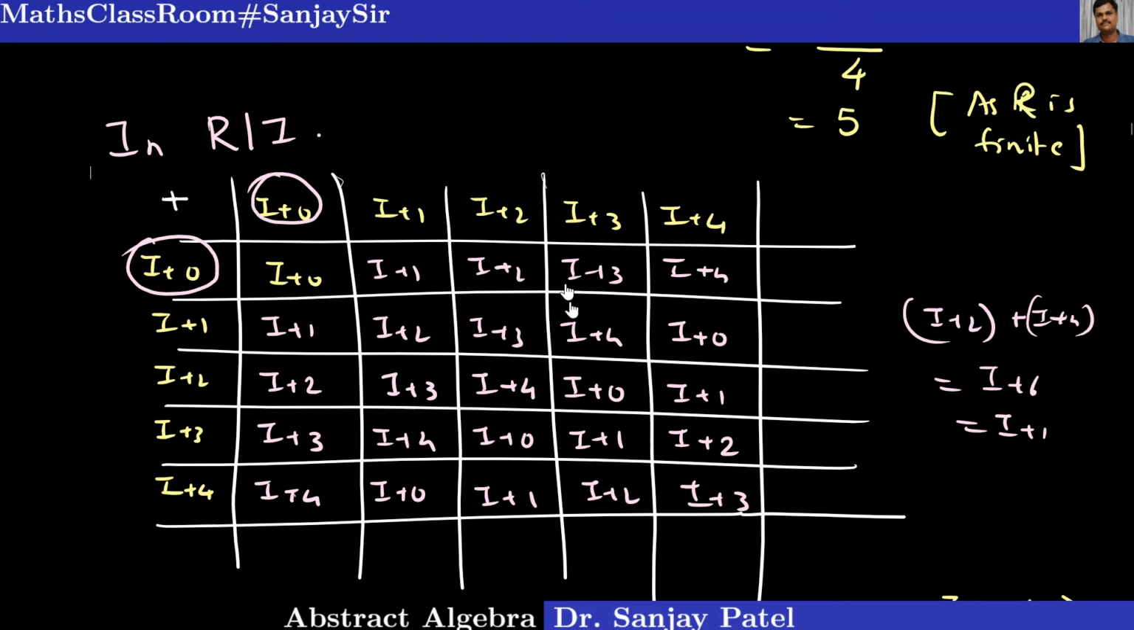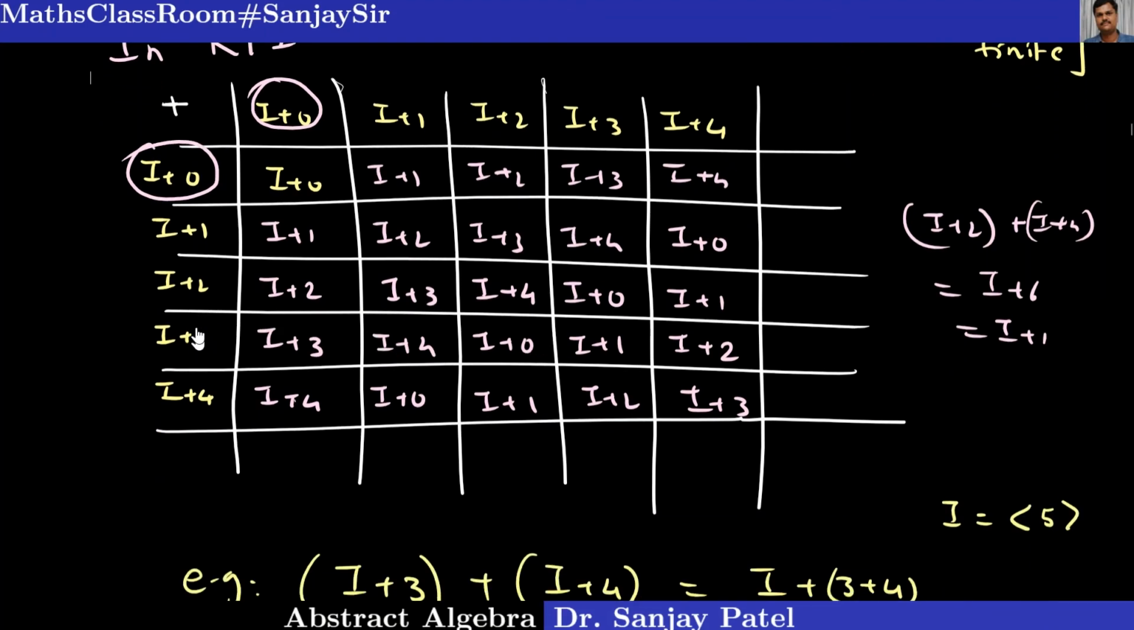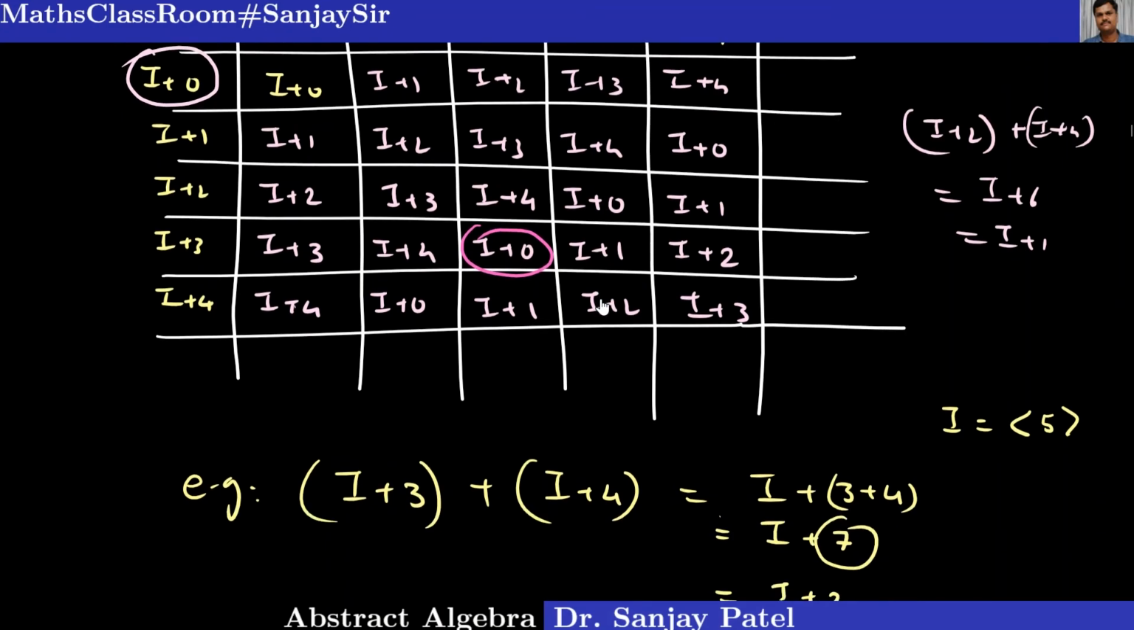You can also find the negative of an element. So for example, if you want to find the negative of I plus 3, just search for the element I plus 0, that is the 0 element of the ring, and find the corresponding element in that column. So negative of I plus 3 is I plus 2 because it is lying at the intersection of these two. Okay. And same we can prepare a multiplication table.